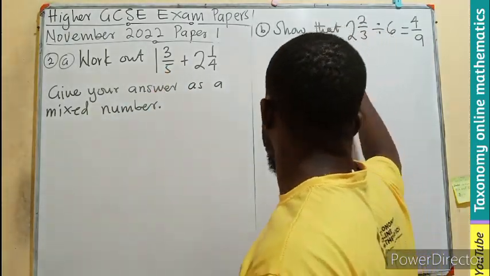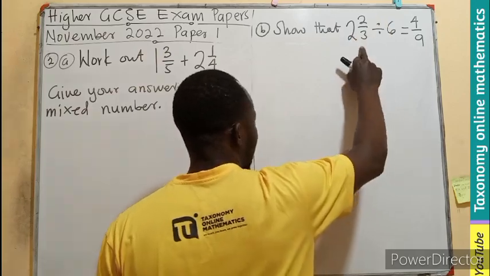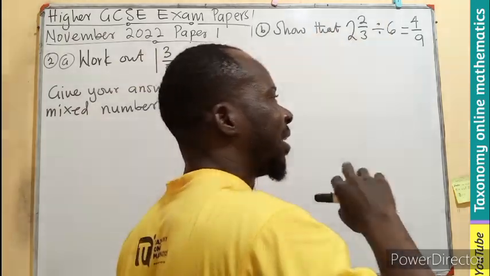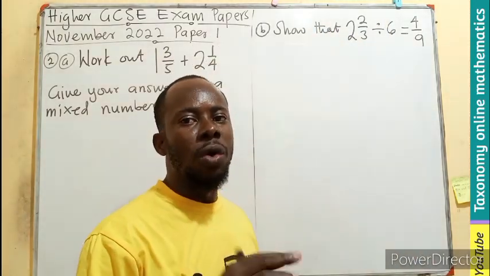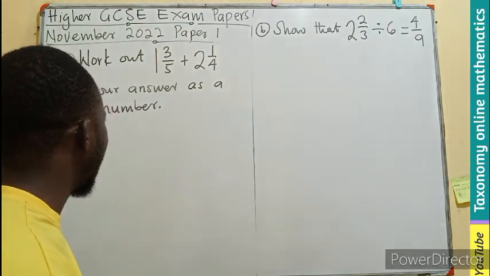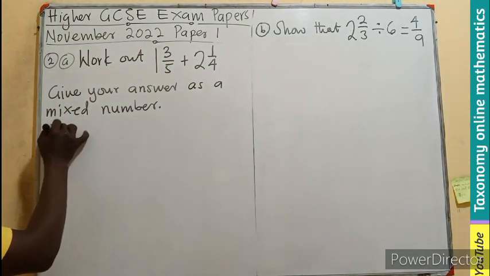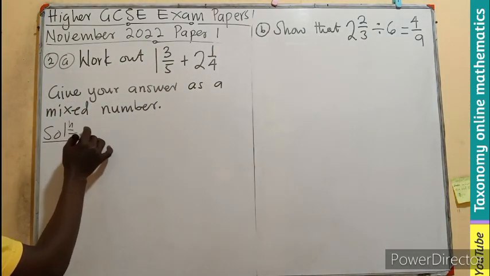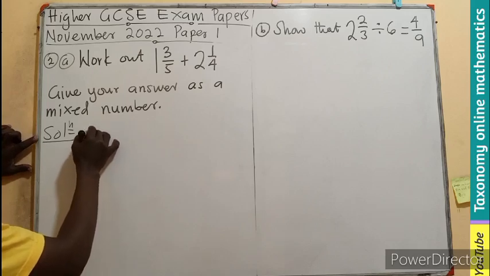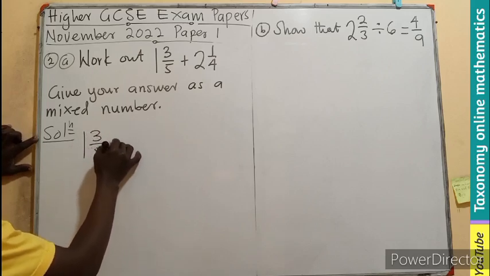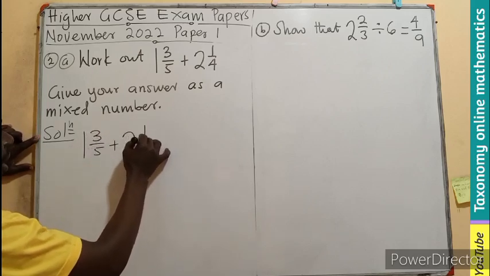Then we have to show that 2 whole number 2 on 3 divided by 6 is the same as 4 on 9. So let's take it one by one. From here, the first thing to do, we have 1 whole number 3 on 5, 2 whole number 1 on 4.